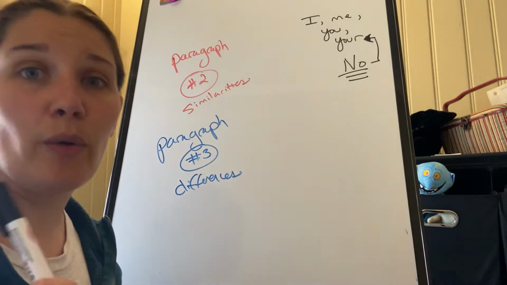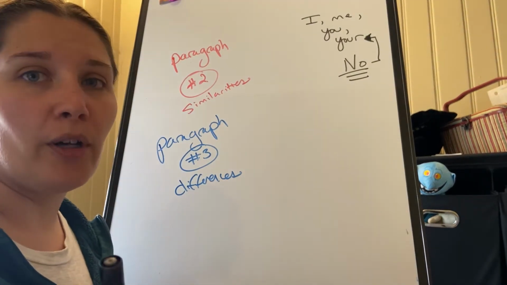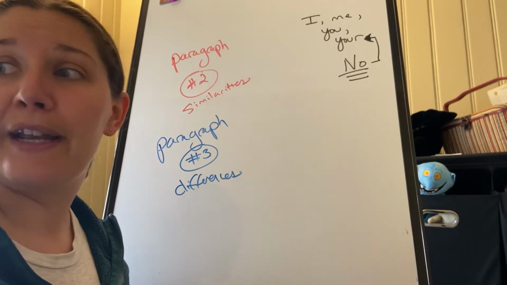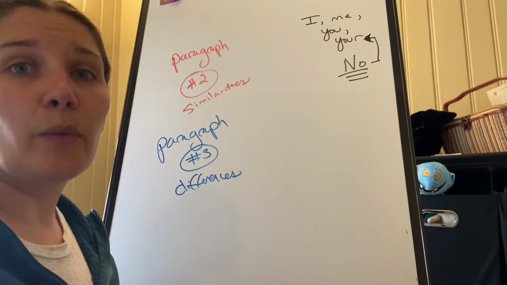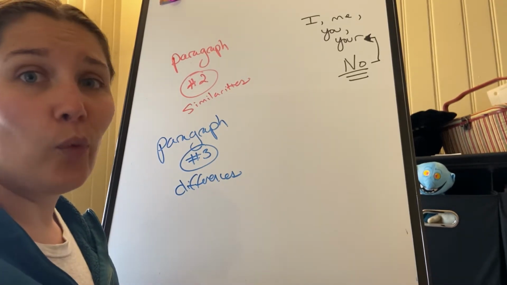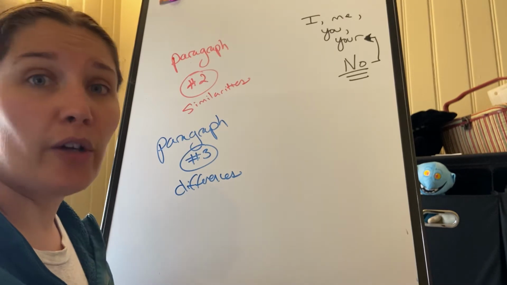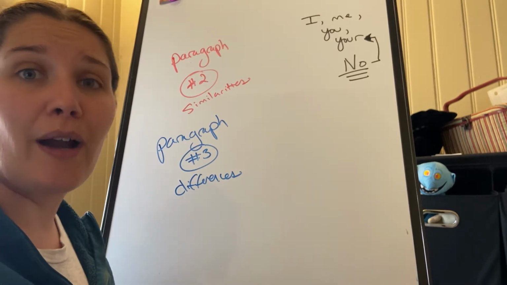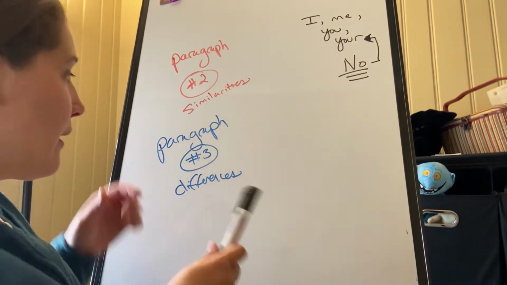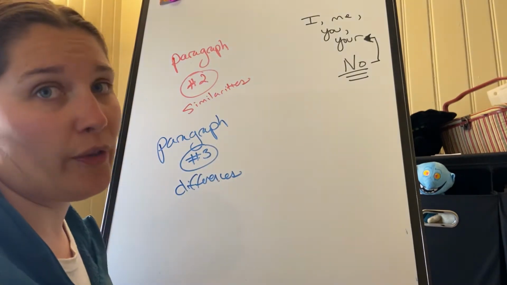So let's go to paragraph 2 here, and we want to focus on the similarities between the two characters. If you look at that PowerPoint that I put online, I have an example statement up there. But essentially what you want to do is write a 3 to 4 sentence paragraph, you can go longer than that, about how they're similar. In the third paragraph, you want to focus on their differences.